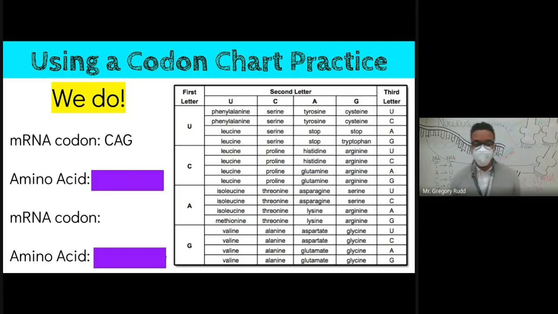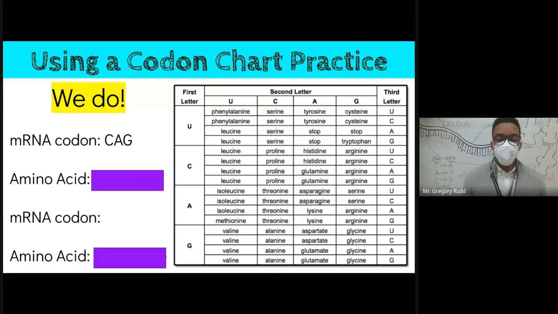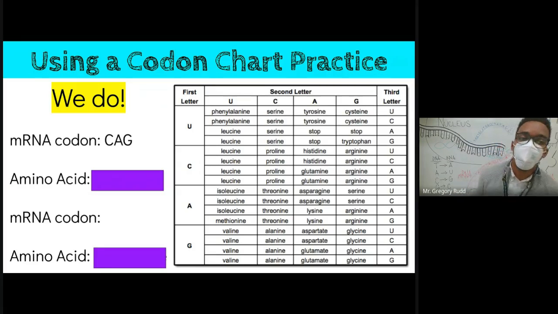GAG is the codon. First base is G, good. Oh my gosh. Okay, I'm sorry, Brian, what did you say? Yeah.